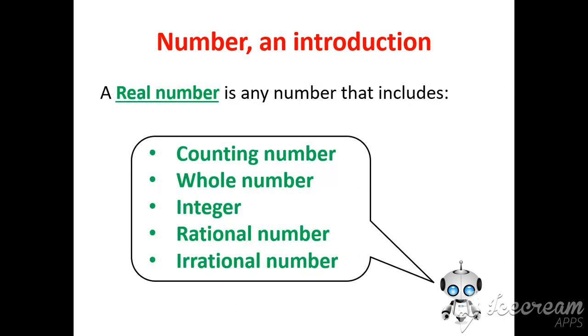Right, a real number. Well, basically a real number is everything I've just been chatting about. A counting number, a whole number, an integer, a rational, or an irrational number. They are all real numbers.